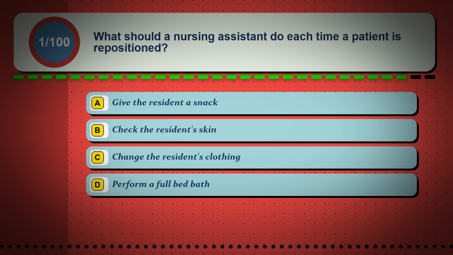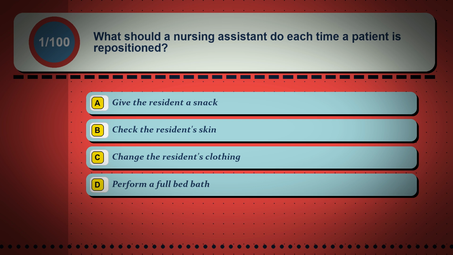Question 1. What should a nursing assistant do each time a patient is repositioned? Option A. Give the resident a snack. Option B. Check the resident's skin. Option C. Change the resident's clothing. Option D. Perform a full bed bath.